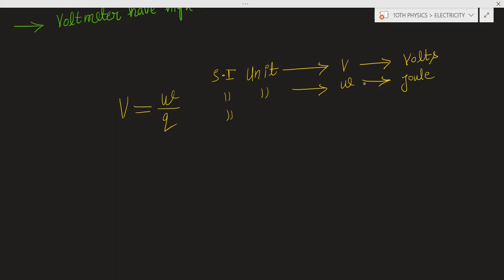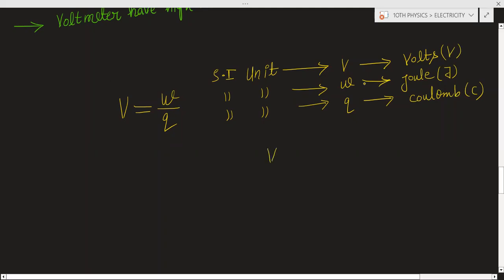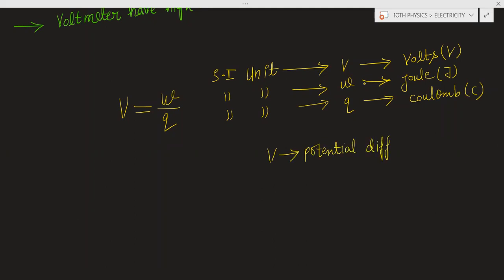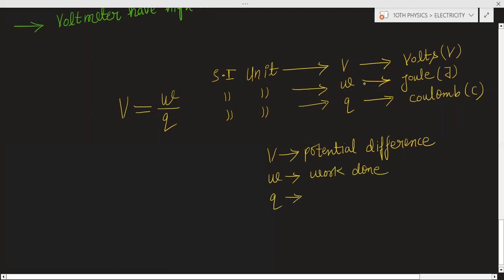Unit of charge, SI unit of charge. I told you the SI unit of charge Q is Coulomb. So Coulomb we will represent with C, joule we will represent with J, volts we will represent with V. What is V? V is the potential difference. What is W? W is the work done. What is small q? Small q is the charge.